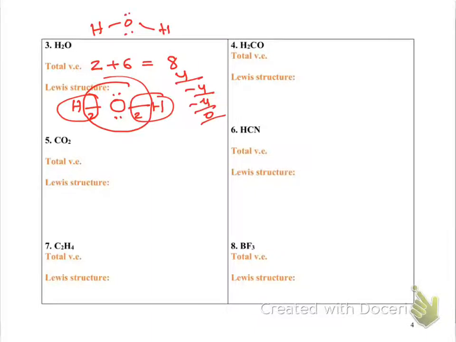Now the next one is carbon dioxide. But before I do carbon dioxide, let me go to this one, H2CO. First let's calculate the valence electrons. Hydrogen has 1, 1 times 2 is 2. Carbon has 4 and oxygen has 6. Total number of valence electrons is 12. What does that mean? That we have 12 electrons available to make each and every element happy, meaning have an octet.